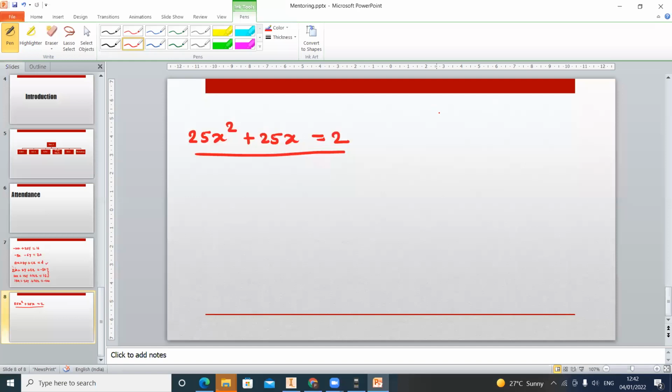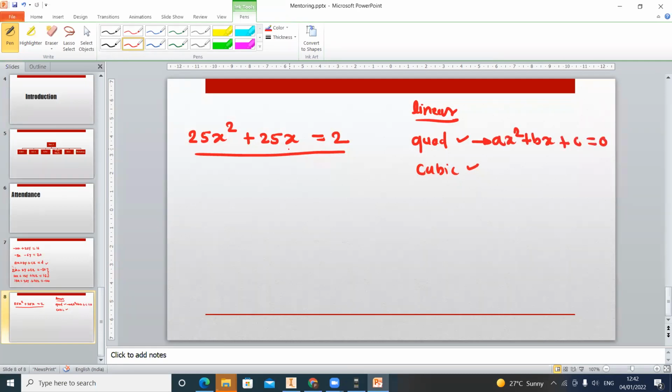In the equation mode you have 3 options. One is linear polynomial, so that you can solve the simultaneous equations. Second is the quadratic equation, and third is the cubic equation. In order to use these options, quadratic or cubic, you need to convert the given equation into the standard format. What is the standard format for a quadratic equation? It is ax square plus bx plus c equal to 0.